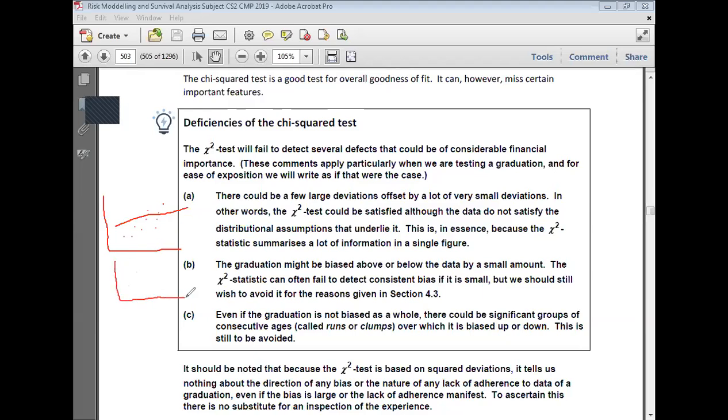The next thing that can also happen is sometimes, let us say this is my crude rates, and this is how my estimates look for the graduated ones. Again, the difference is very small between observed and expected. But I can clearly see that there is some sort of a bias here.